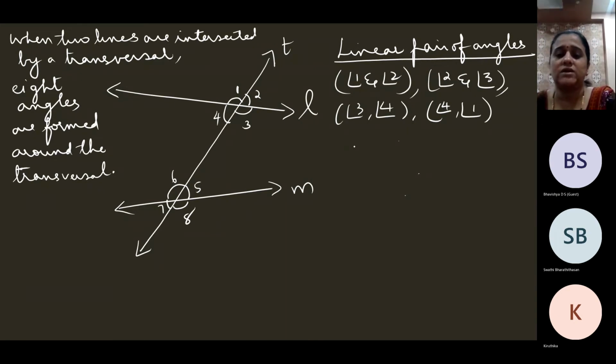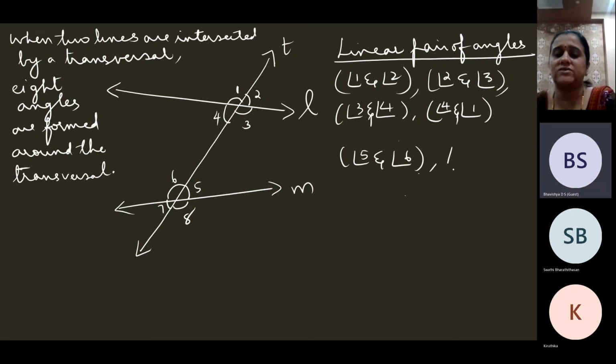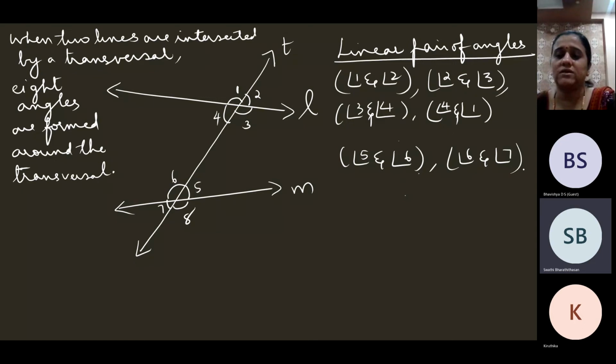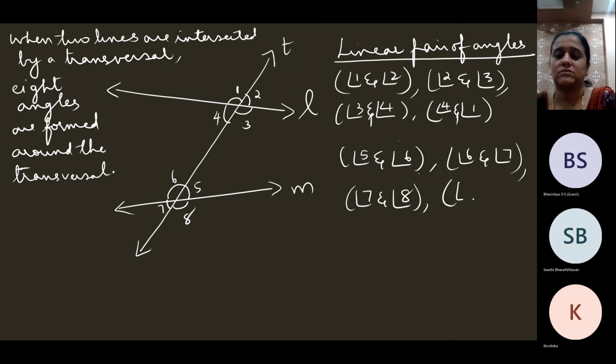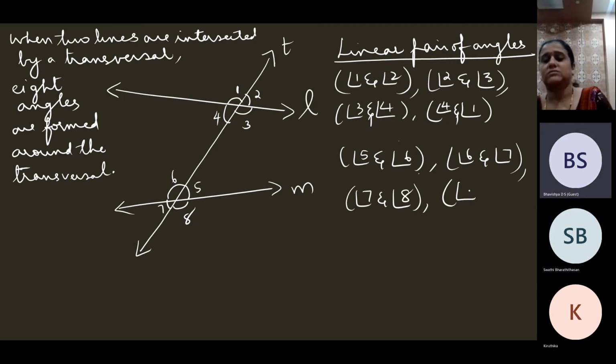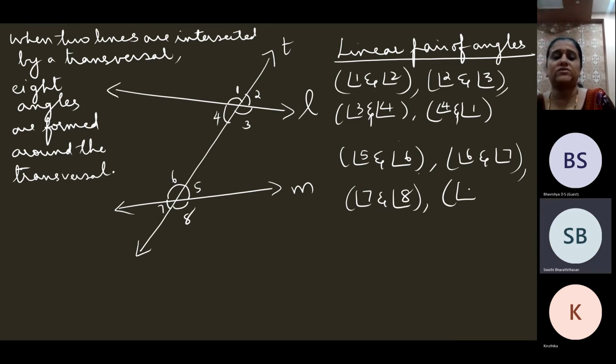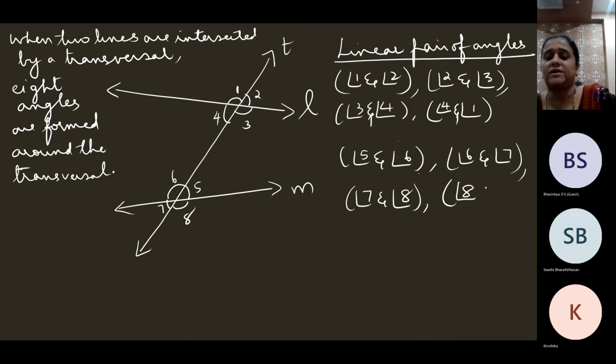So that's it. Then angle 5 and angle 6. You can put 'and' or a comma. Then angle 6 and angle 7, ma'am. Then angle 7 and angle 8. And angle 8 and angle 5, ma'am. 5, 6, 6, 7, 7, 8, 8, 5. Correct. Very good. Write down, children.